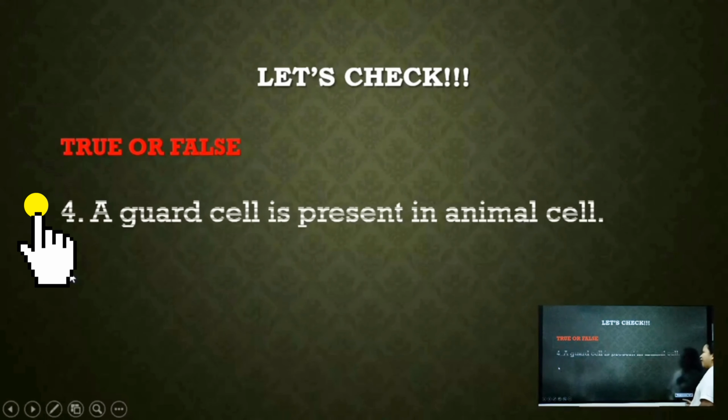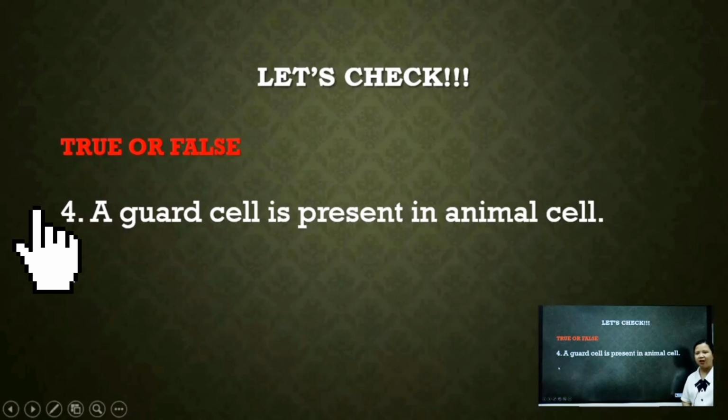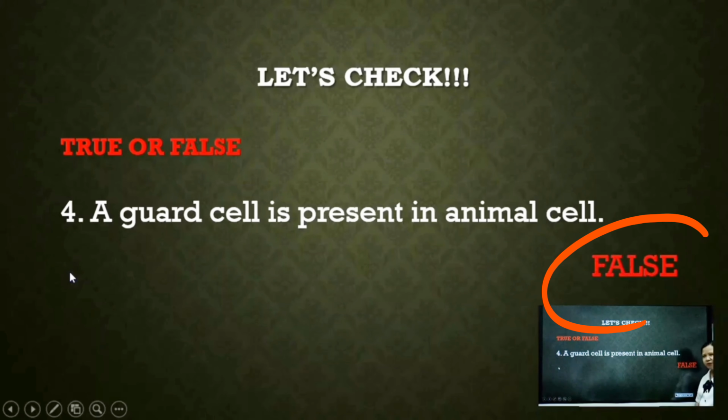I'm sure you can answer this one. A guard cell is present in animal cell. Is it true or false? It's false. A guard cell is present in a plant cell.